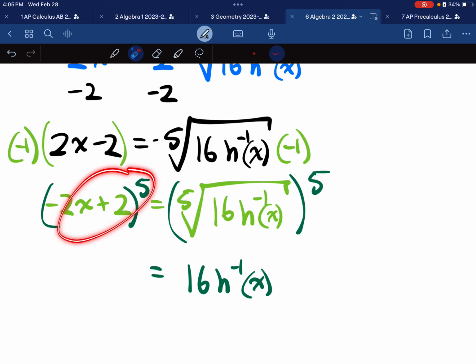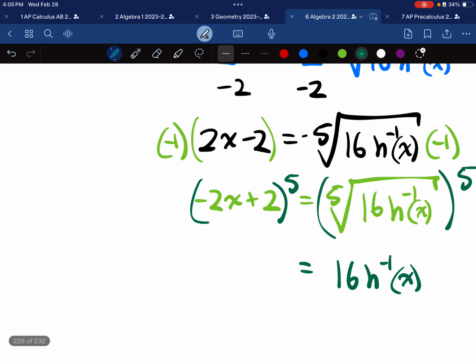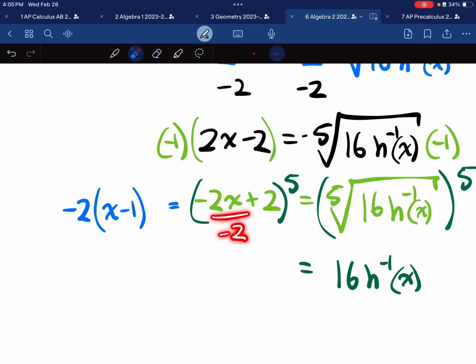So before I do that, watch what I'm going to do here. I'm going to do an intermediate step to make this easier for myself in the long run. You don't have to do this, but this will make it more simplified. I'm going to factor out a 2, technically a negative 2. If I factor out a negative 2, what's left over is an x minus 1. It's a little bit hard to see, but if I divide this term by negative 2, negative 2's are gone, leaving behind just an x, just an x.